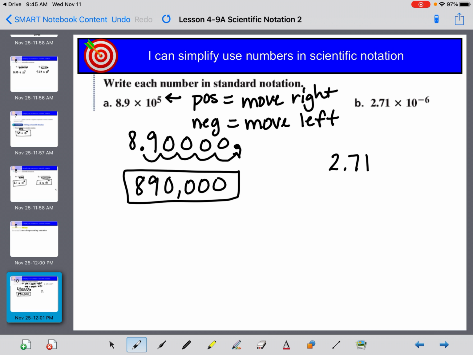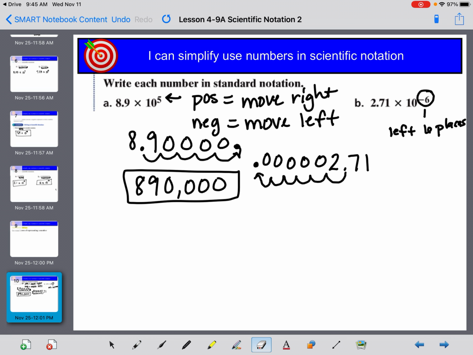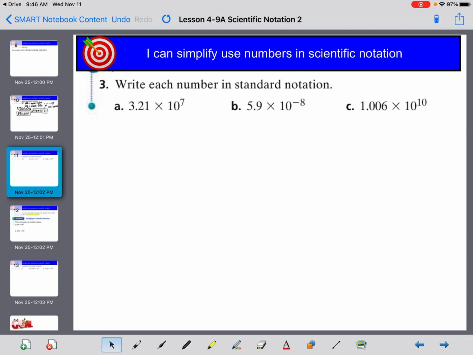Letter B, let's try this one. I start with 2.71. My exponent tells me to move the decimal to the left 6. It's currently here, 1, 2, 3, 4, 5, 6. Then I use zeros to fill in the missing place values. And this is my number right here. And then that decimal goes away. This is my answer. All right, pause the video, try these 3. Come on back to compare your answers to mine.